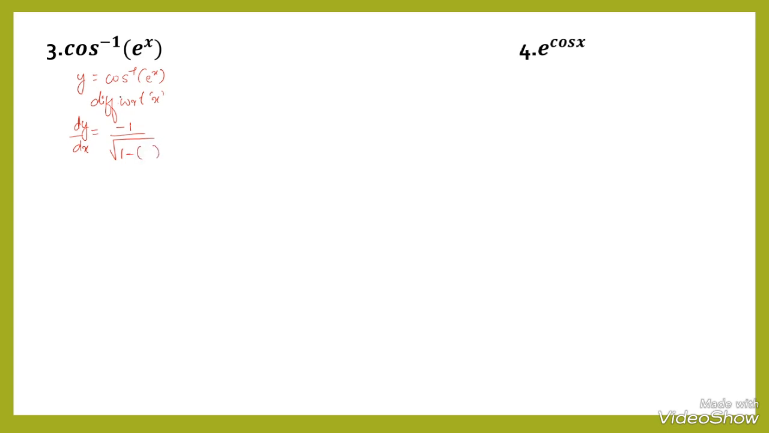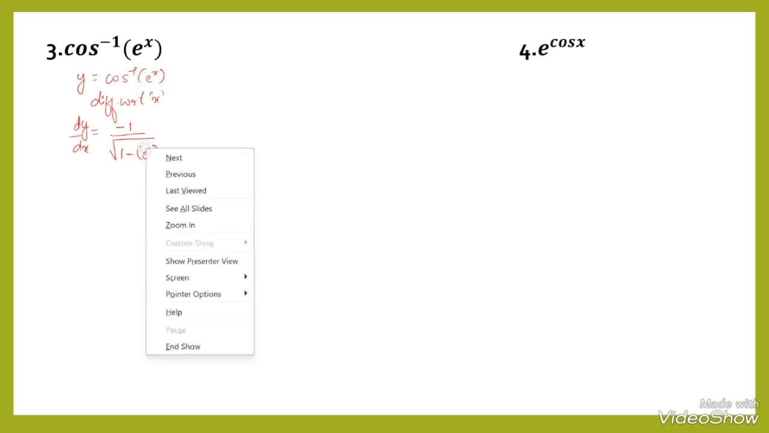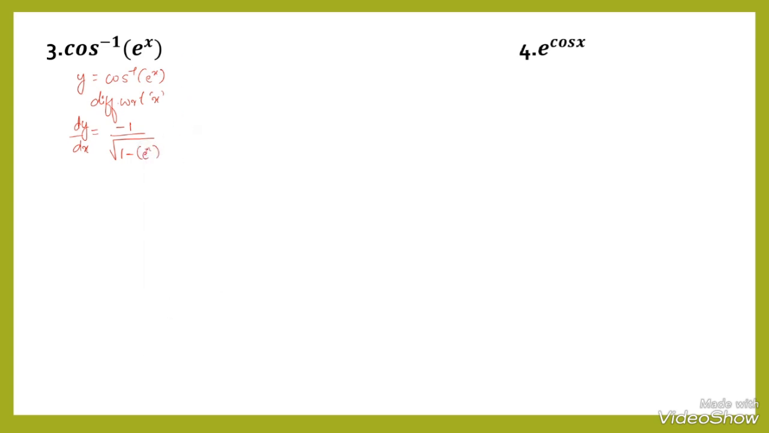Here in place of x we have e to the power x, so I can take e to the power x squared. In place of x we have e to the power x. So I can again differentiate d by dx of e to the power x.